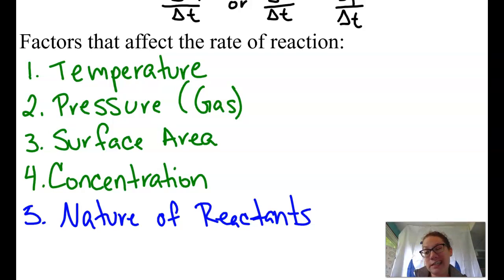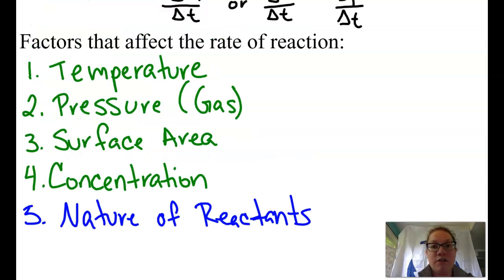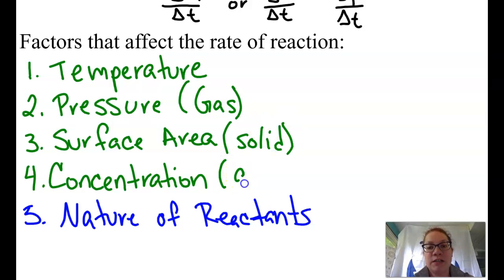So major idea here is that the more spread out particles are, the faster they will react. So if you can create a situation where the particles get more spread out, that makes the reaction happen faster. And that's basically what we're doing with surface area, right? Surface area here only applies to solids, and concentration only applies to aqueous solutions. But if you think about how surface area is, when you crush something up, you're really spreading the particles out more. Same idea for nature of reactants.